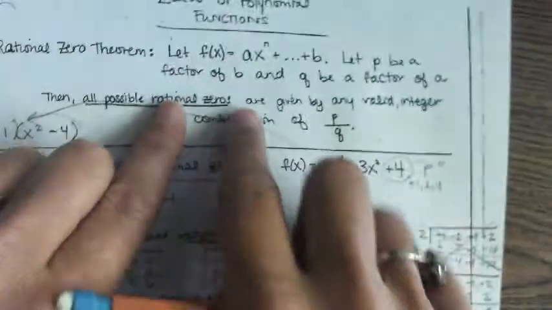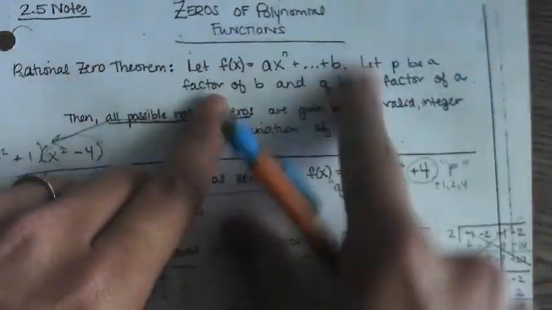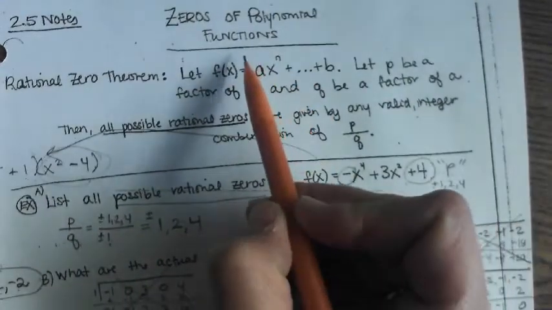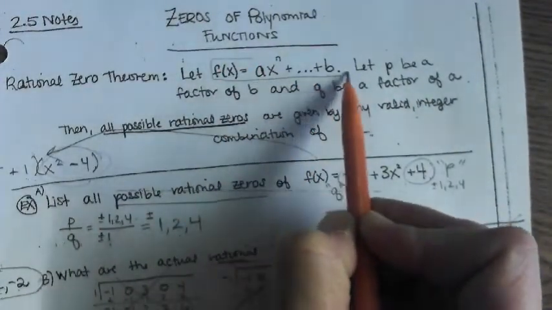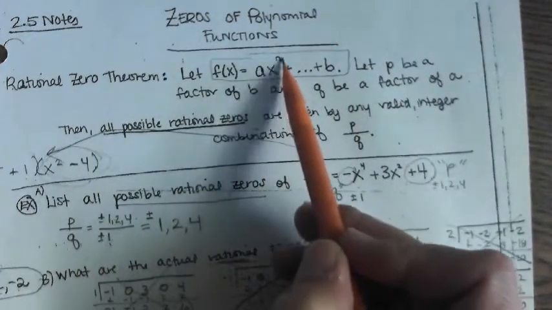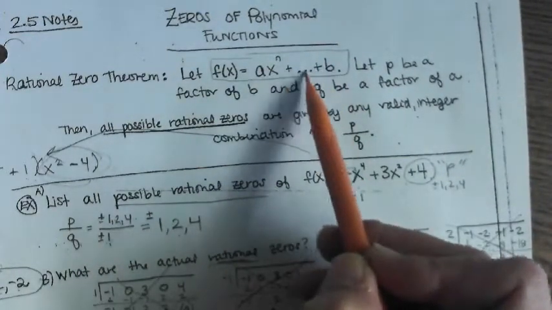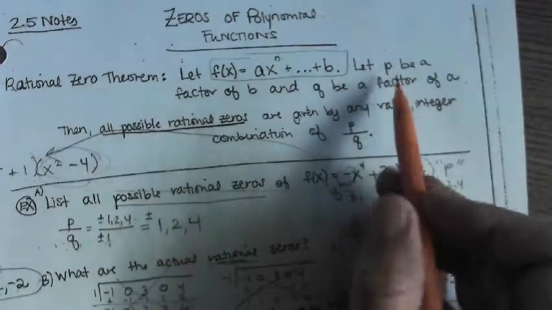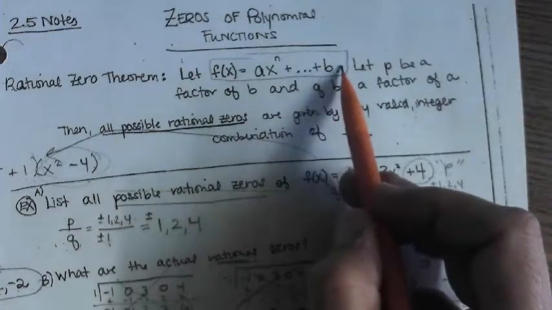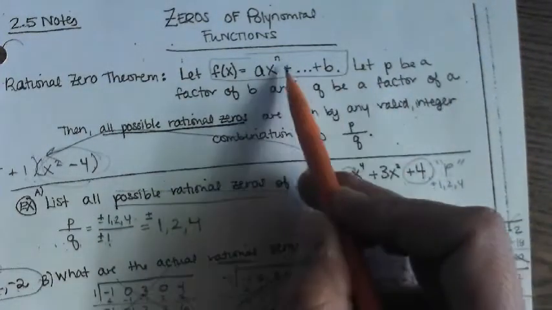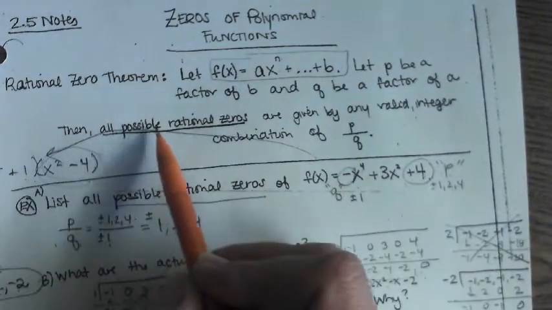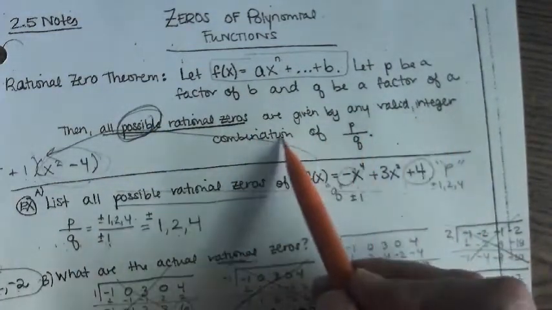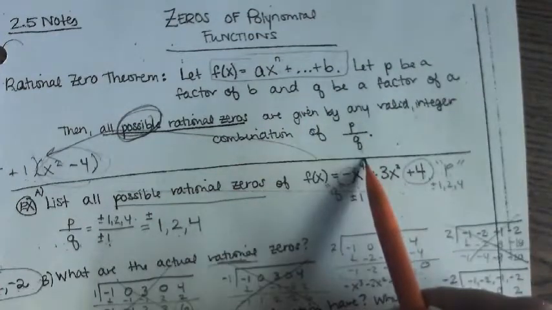So now if we go back up to this theorem, it will make more sense. Before it would have been all symbols, and wouldn't have made much sense. So here's a polynomial. If you have f of x, no matter what the degree, so to some nth power and then all the terms in between until you get down to plus some constant b, p are all your factors of b, and q are all your factors of a, then all the possible rational zeros are given by any valid integer combination of p's over q's. Okay?